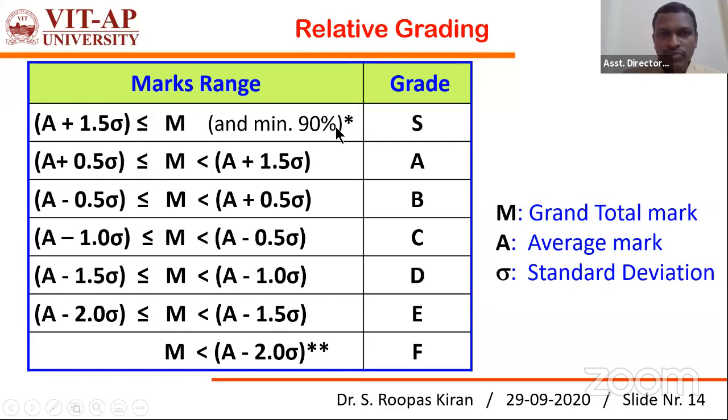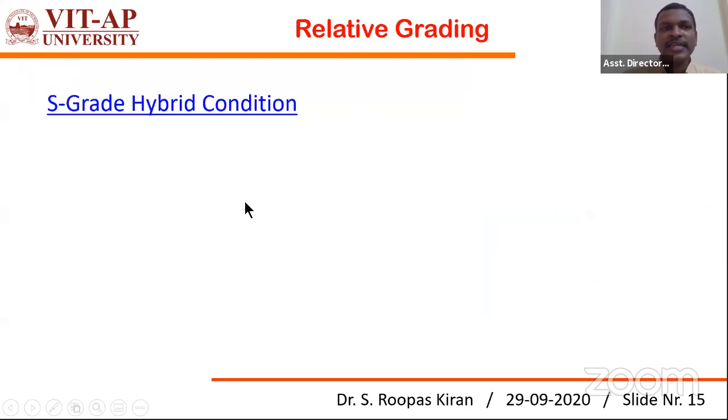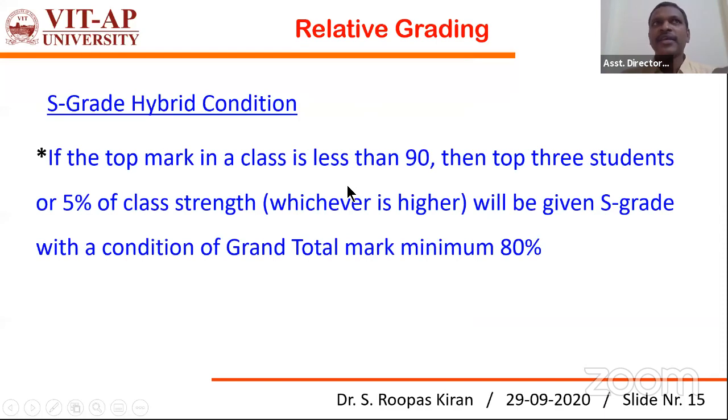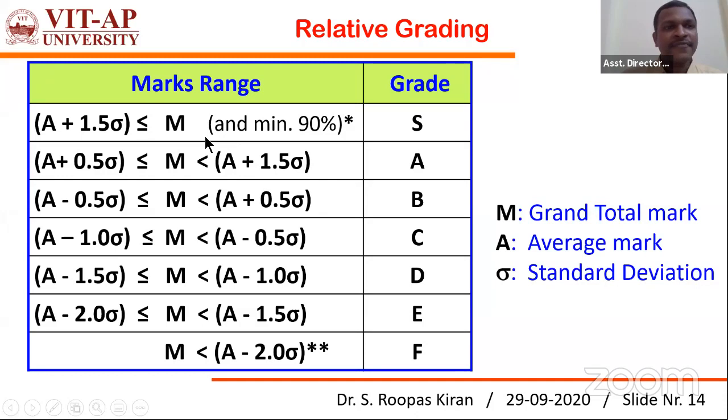Here, in two cases, S grade and F grade, there are hybrid conditions. For the S grade hybrid condition, apart from the mark being more than or equal to A plus 1.5 sigma, the grand total mark must be at least 90% absolute mark. The absolute condition is also present here.